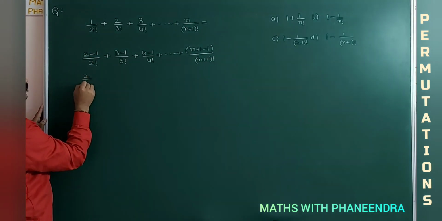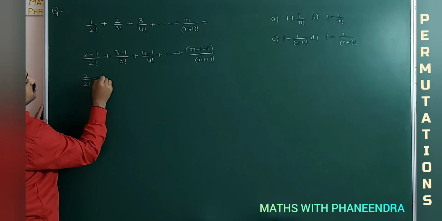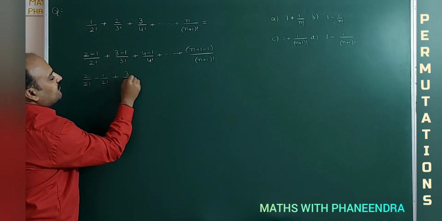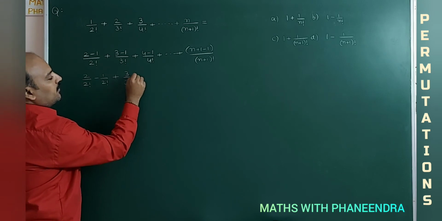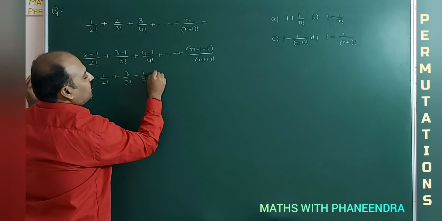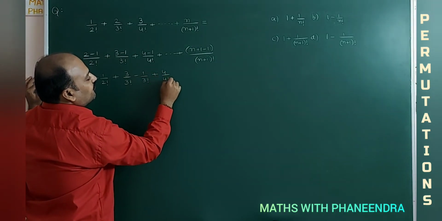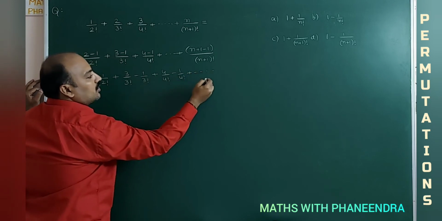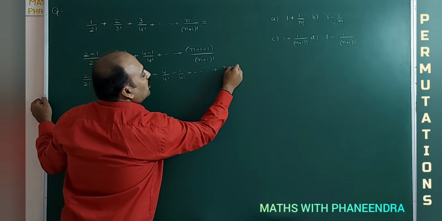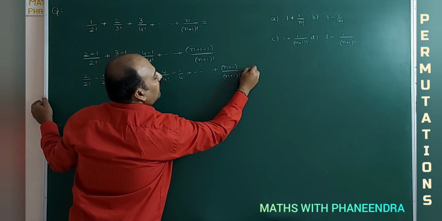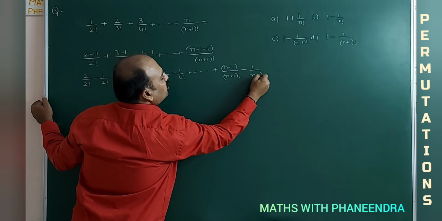So 2 by 2 factorial minus 1 by 2 factorial plus 3 by 3 factorial minus 1 by 3 factorial plus 4 by 4 factorial minus 1 by 4 factorial plus and so on, up to n plus 1 by n plus 1 factorial minus 1 by n plus 1 factorial.